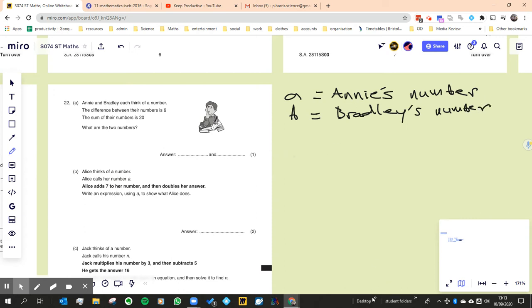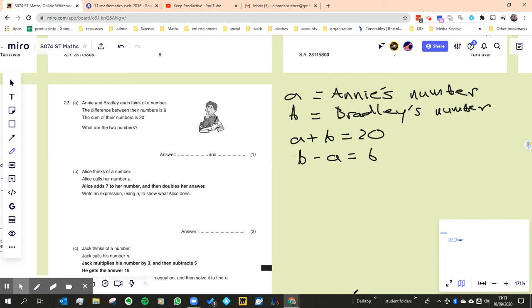Now, the difference between their numbers is 6, and the sum of their numbers is 20. In other words, if I add Annie's number plus Bradley's number, it's going to equal 20. But it says the difference, so it could be B minus A, it could be A minus B. Let's just do B minus A. B minus A is going to equal 6.